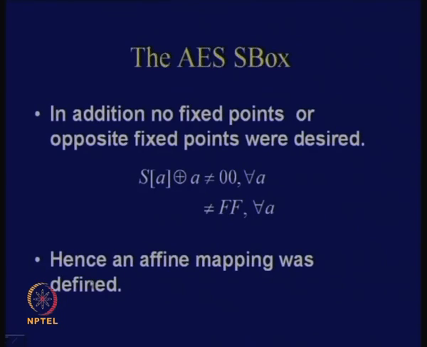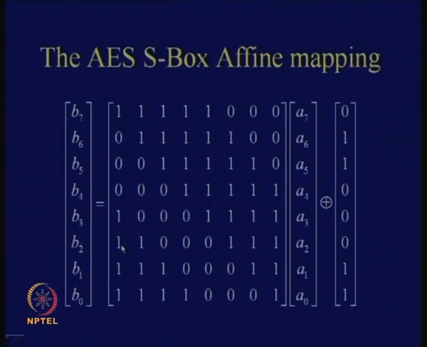In order to achieve this, an affine mapping was defined. All of us have seen what an affine cipher is, so you see that similar concepts appear in modern ciphers as well. How does the affine mapping look? It takes the output of your inverse function and passes that through a matrix, which I refer to as the big matrix A, and a vector called B.